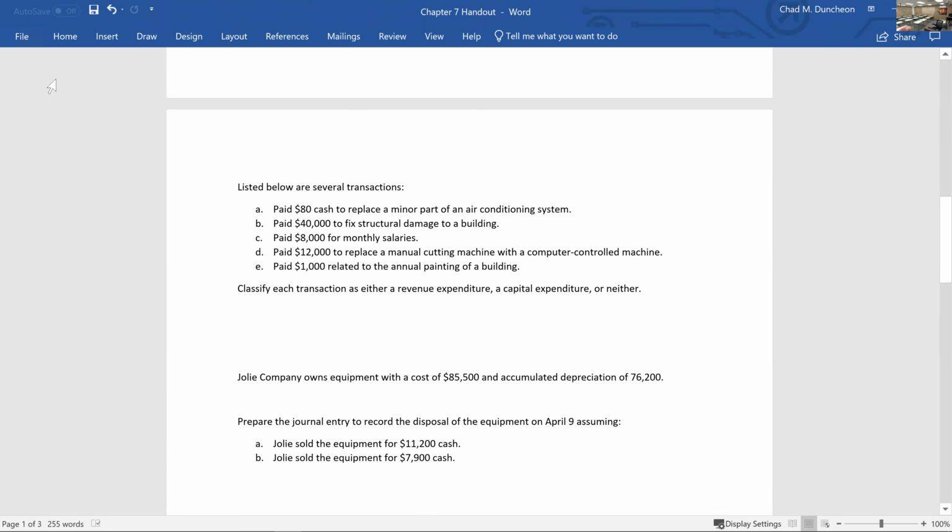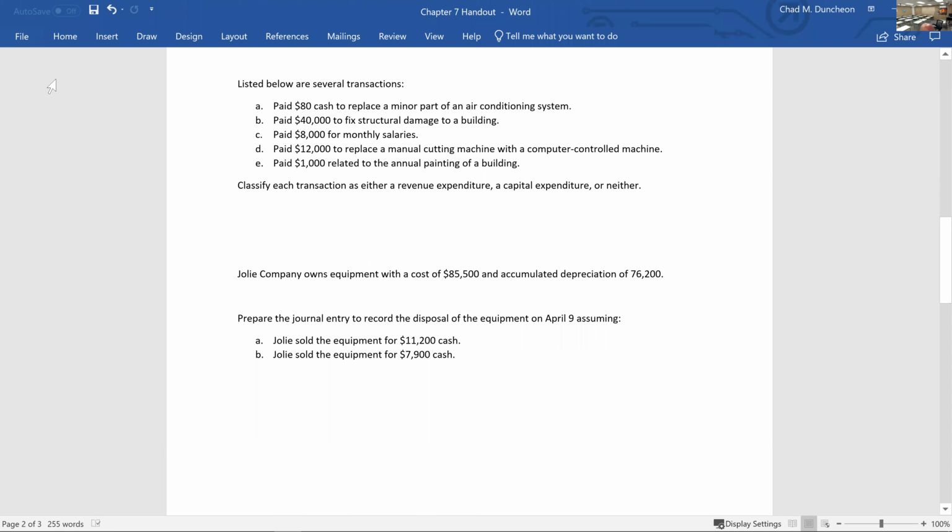All right, next part of this handout. Listed below are several transactions. Classify each as a revenue, capital expenditure, or neither. So if we paid $80 cash to replace a minor part of an air conditioning system, that is going to be a revenue expenditure, meaning it gets expensed immediately.